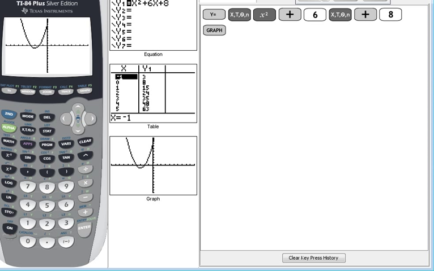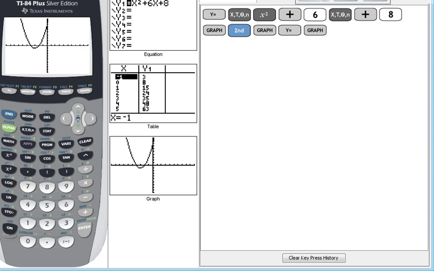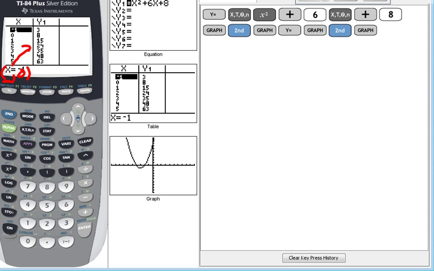To find out exactly, it says use the table. So the table is that second graph button. Second graph, which is the table. What I want to find, class, is when x is a number, the y value is 0. I know that my y value is going to be 0 because I'm not going up or down at all. So what x value is that? Look when y is 0. Second table. When y is 0, oh, there it is.